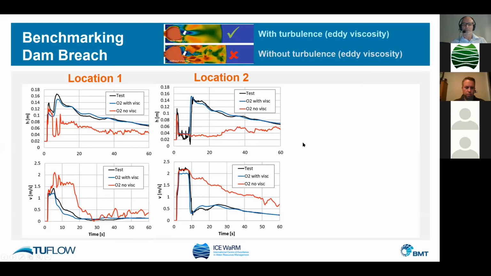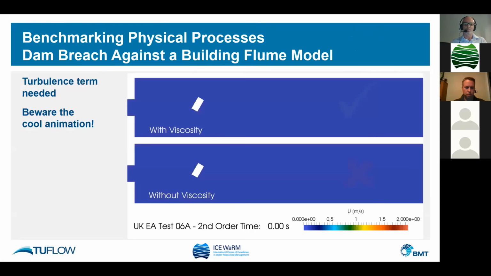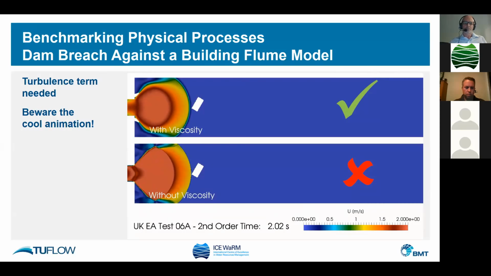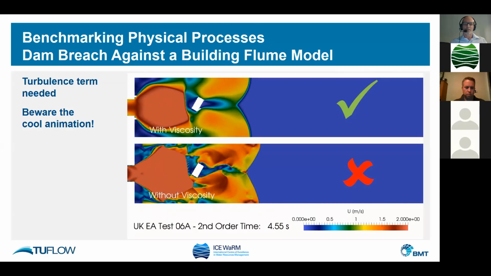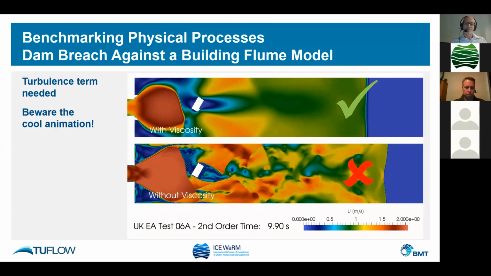And location three is another example there. So it's through this benchmarking and so forth that we know whether these schemes work well, or what sort of parameters we need to use, et cetera. And what this exercise does tell us is that we do need that turbulence term in this sort of complex hydraulics. The other strong message here that I really like to stress to everyone is that you really have to be aware of the cool animation because it can be completely wrong. So don't always believe a pretty picture.